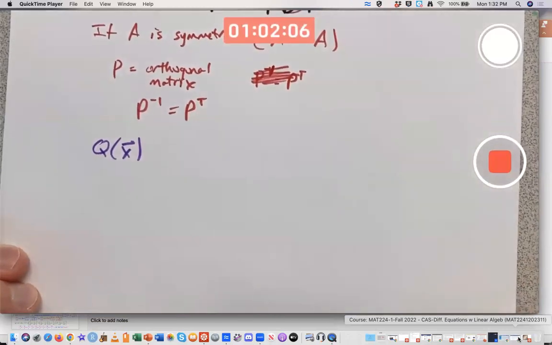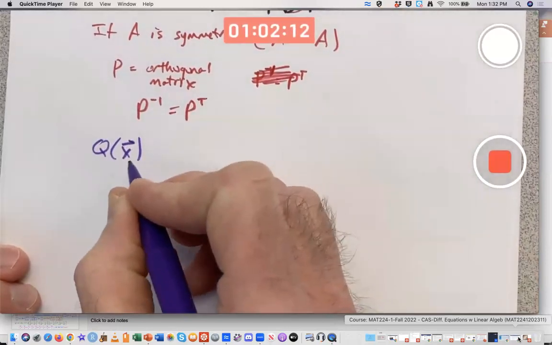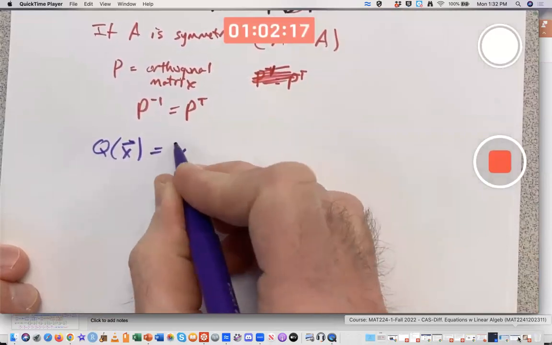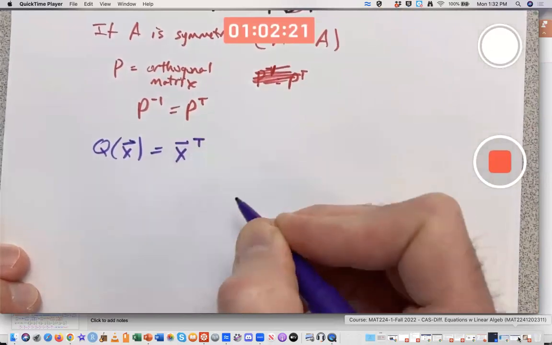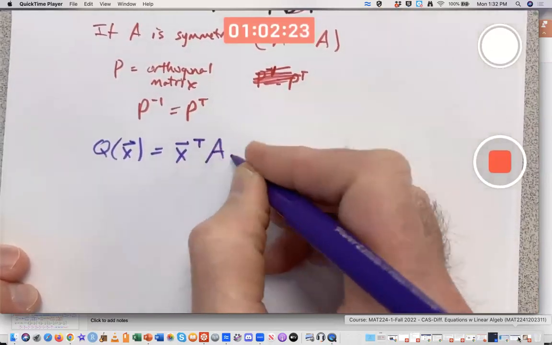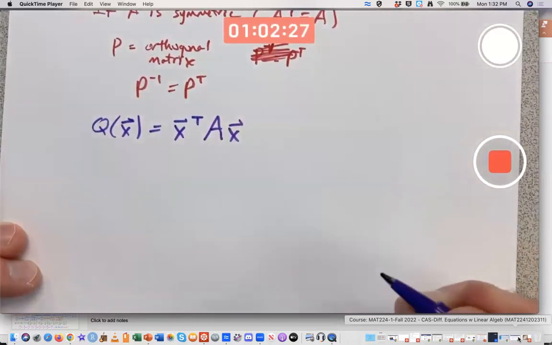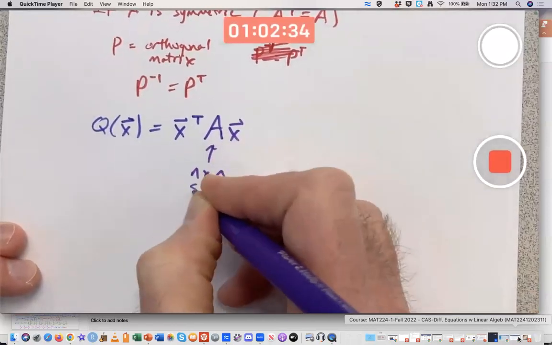It's a quadratic function of the variables. You could think of it as a quadratic function of a vector variable, where if x is a column vector, its transpose is going to be a row vector. And this kind of matrix multiplication is going to give you actually a scalar. In general, A is going to be an n by n symmetric matrix.